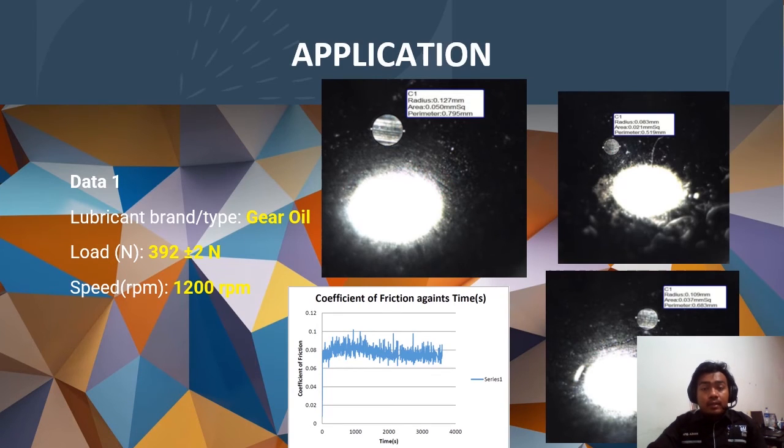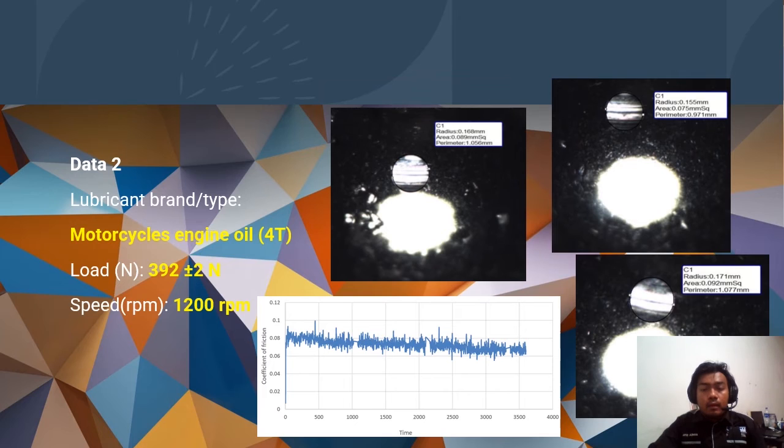An experiment has been set up using the 4-ball tester machine and 4 types of oil have been used, which are gear oil, motorcycle engine oil, canola oil and brake fluid, to examine the wear produced by them. This is the first data for gear oil. And this is the second data, which is for the motorcycle engine oil.